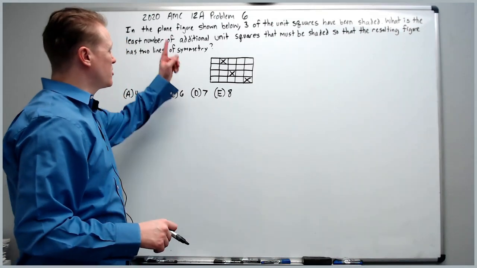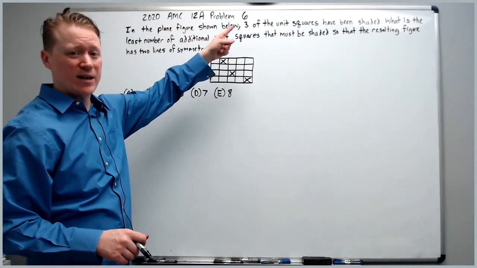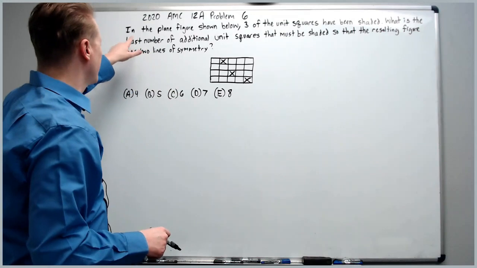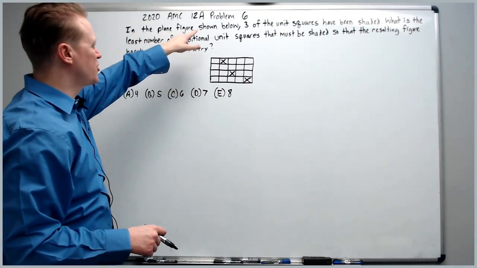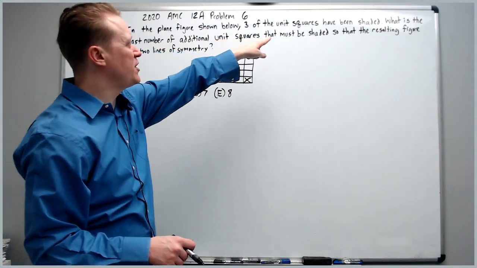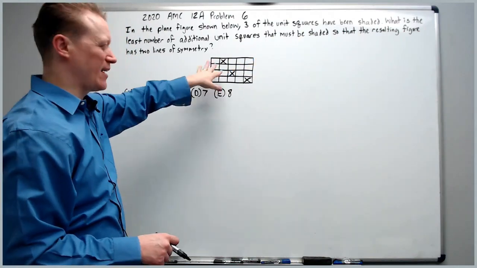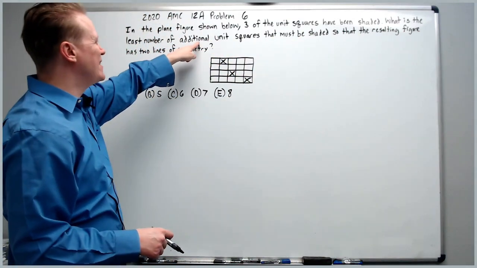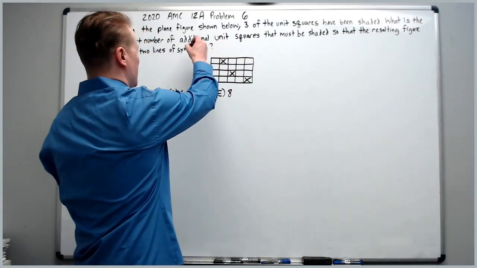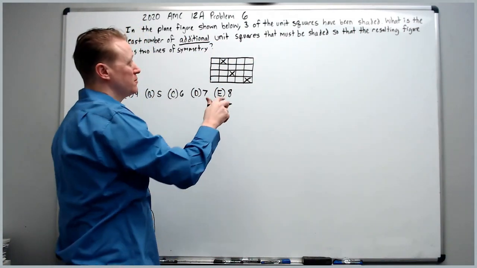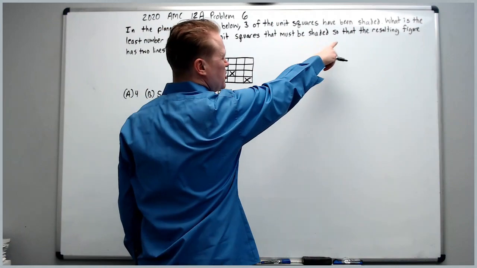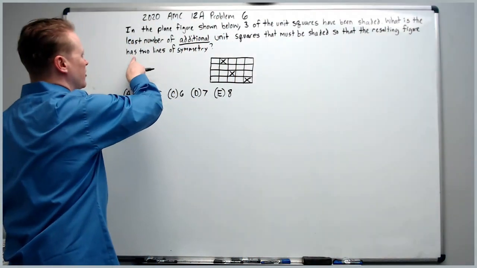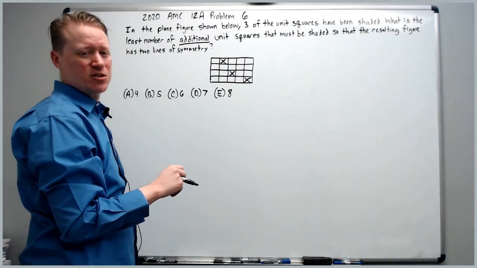All right, and this is the 2020 AMC 12A problem number 6. In the plane figure shown below, 3 of the unit squares have been shaded. I put an X. What is the least number of additional unit squares, that's important, additional, not total, that must be shaded so that the resulting figure has 2 lines of symmetry?